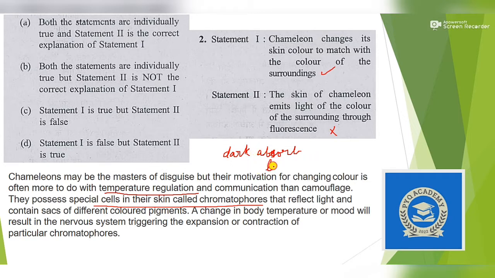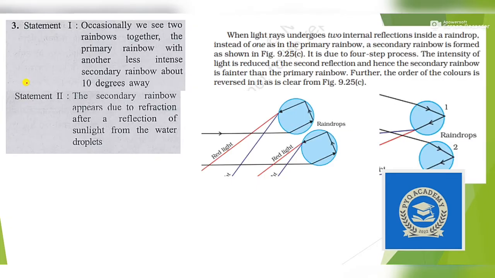So in this way, it can increase its temperature, and if it has to decrease its temperature, it will change its color into a light color, which will reflect that light. That is the reason, but it doesn't emit any kind of light to match with the surrounding. So this is a false statement. So according to our answer, statement 1 is true and statement 2 is false. So answer is option C. Okay, let's move to the next question.